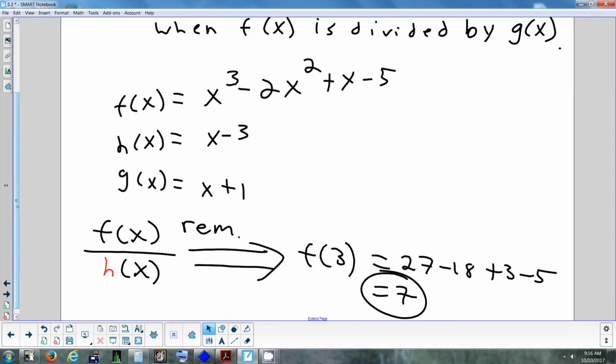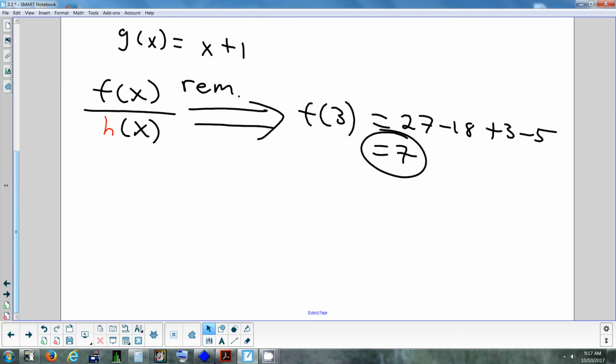Okay, so in and of itself, the remainder 7 is not really important. But what does that tell you? That the remainder came out to 7. What do you know? Yeah? There's no factor. H of x is not a factor of f of x. Correct. Okay, so now let's do f of x divided by g of x.